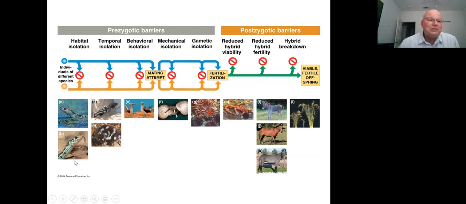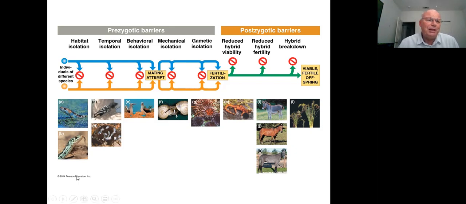It's called habitat isolation. This is where species spend their time feeding and reproducing and living in two separate habitats. And as a consequence of that, individuals of the two species never encounter each other and therefore never mate with each other. It's simply all about utilizing different habitats.